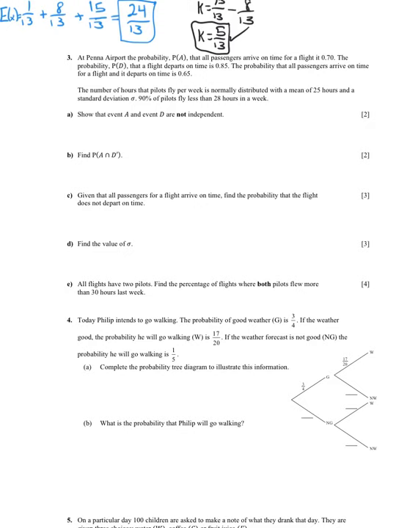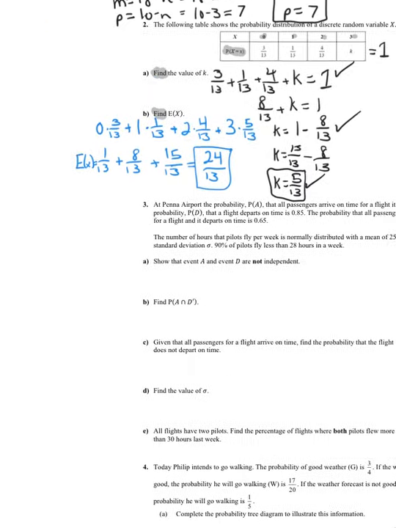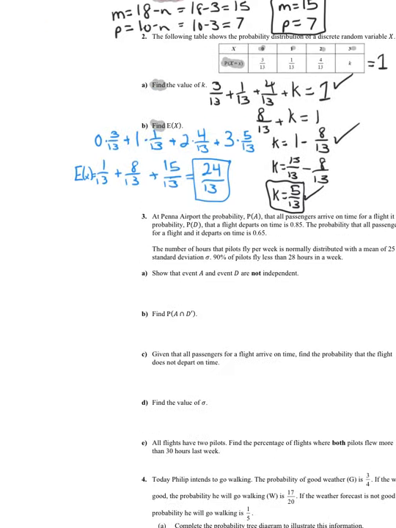Wait, where did that just come from? The expected value? Sure. Sorry, so what it was is you do 0 times 3/13. That's the outcome of getting 0 times its probability. And then we have the outcome of getting 1 times its probability, the outcome of getting a 2 times its probability, and the outcome of getting a 3 times its probability, and we found that probability in part 1, or part A.